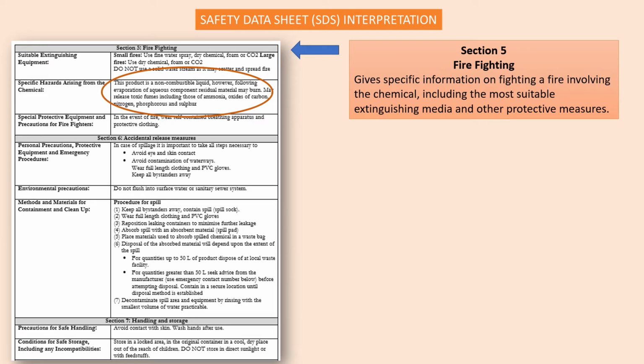Section 5 is about firefighting. It gives specific information on fighting a fire involved with the chemical, including the most suitable extinguishing media and other protective measures.